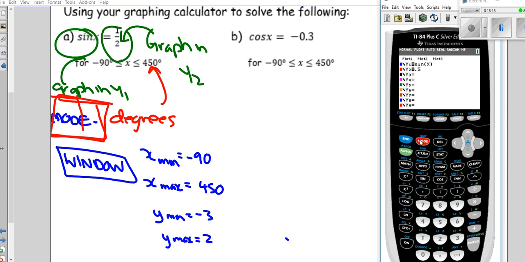So let's see. I've got to make sure my mode's in radians, so that's an issue. So I've got to change it to degrees. Maybe that's it. I've got to go sine blah blah, and see, I've got 0.5. My window, I'm adjusting from negative 90 up to 450. If it doesn't give you a domain, then what Talise said of Zoom Trig is a good thing. So here it gave you a specific domain, so we should put that one in instead, negative 90 to 450.